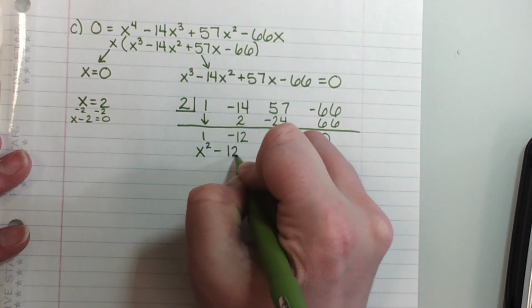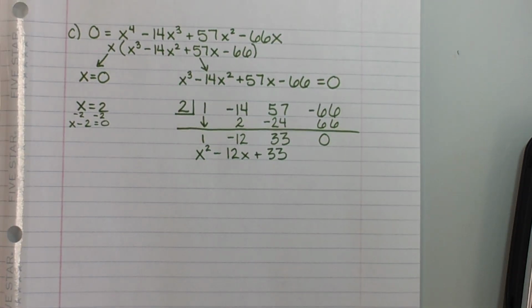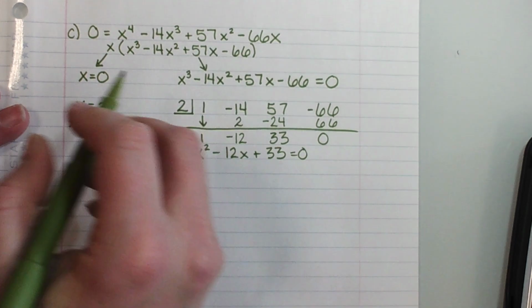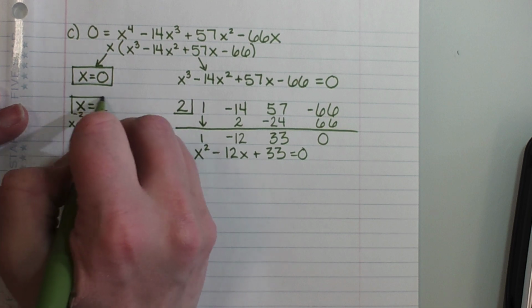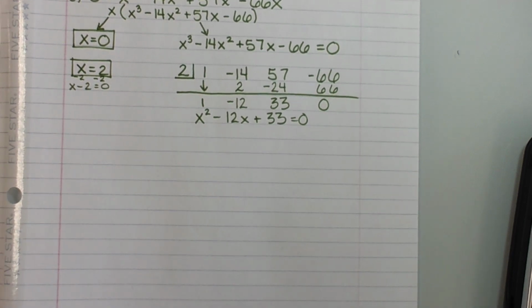X squared minus 12x plus 33 is another factor of mine. If I'm trying to solve, I'm setting that equal to 0. I have one solution. I need my other 2 solutions. Can I factor this? I could try, but are there 2 things that multiply to 33 and add to negative 12? No. Can I use square roots? No, there's regular x's. Quadratic formula?